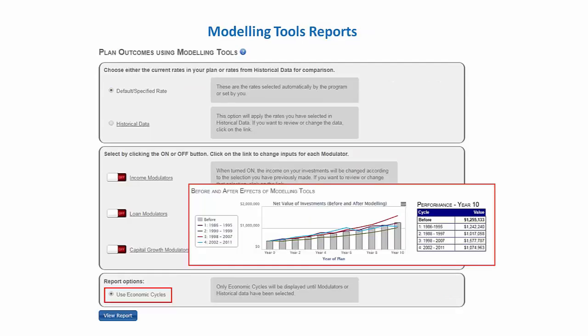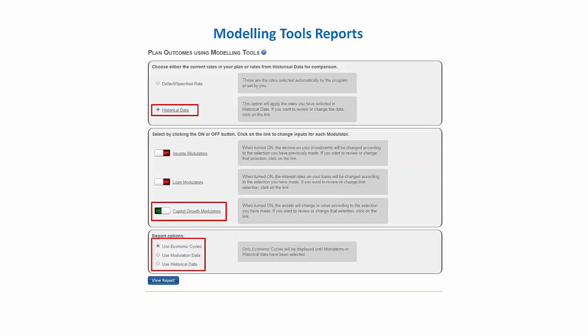When both the historical data and all the modulators are turned off, the only report available is called Economic Cycles. This report demonstrates the effect of 4 10-year economic cycles on the results of the first 10 years of your plan. When either the historical data or one of the modulators is activated, you are able to generate reports based on the criteria chosen.